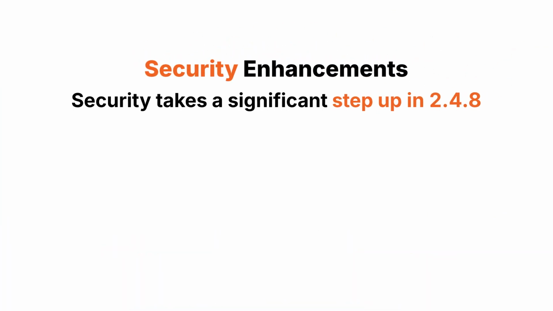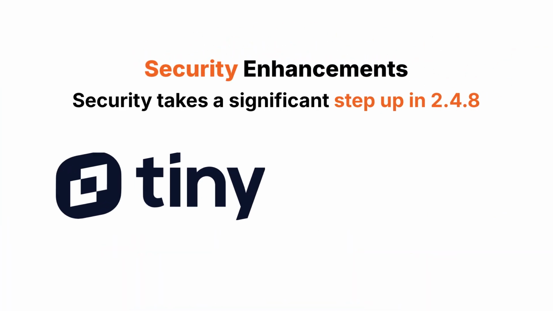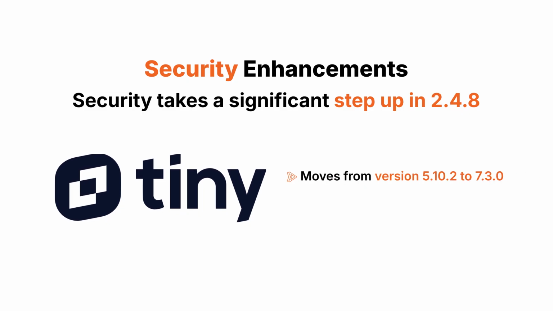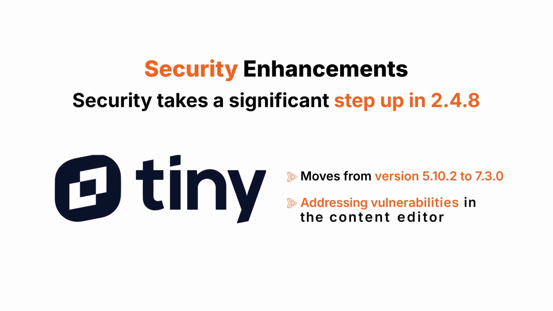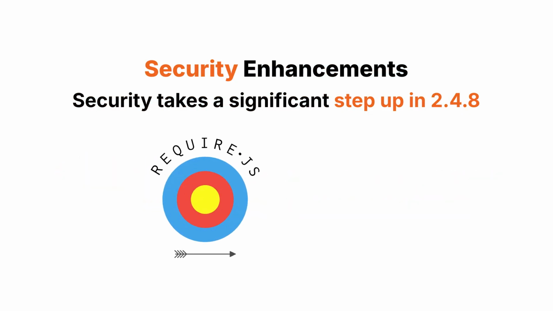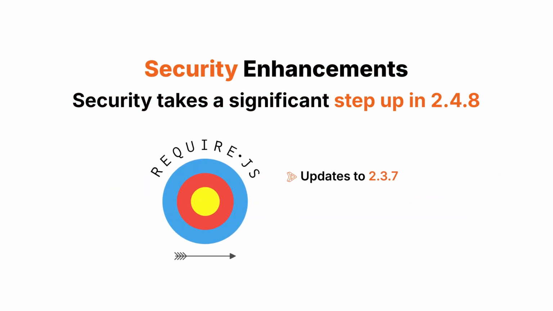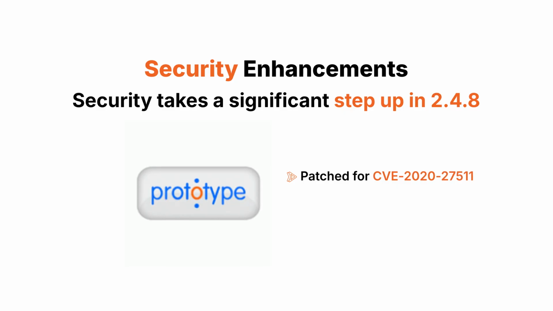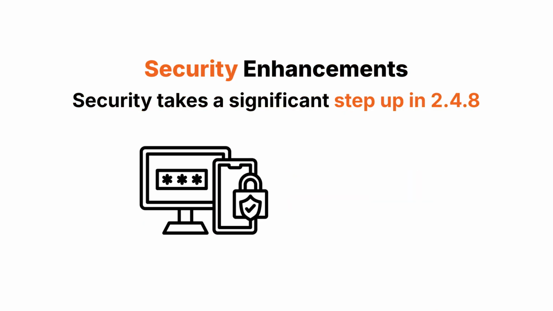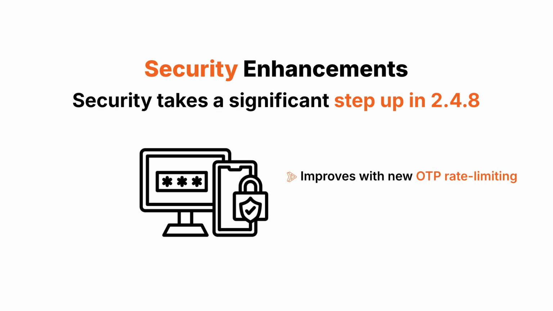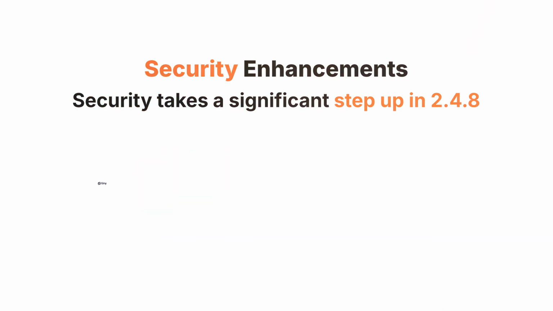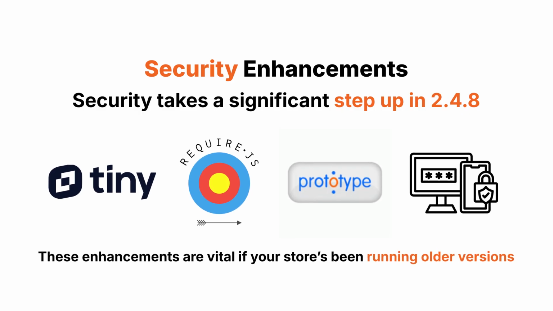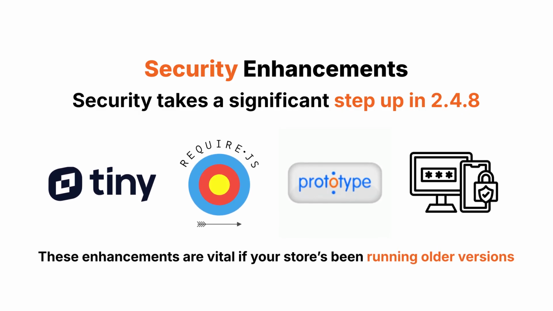Security takes a significant step up in 2.4.8. TinyMCE moves from version 5.10.2 to 7.3.0, addressing vulnerabilities in the content editor. Require.js updates to 2.3.7, fixing CVE 2024-38999 for safer JavaScript operations. Prototype.js is patched for CVE 2020-27511, closing an XSS vulnerability. Two-factor authentication improves with new OTP rate limiting and an updated Duo Web SDK. These enhancements are vital if your store has been running older versions, so prioritize them to keep your data secure.